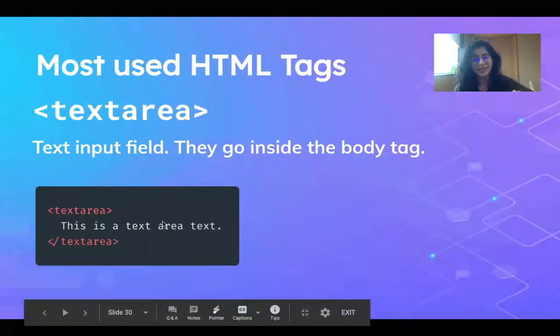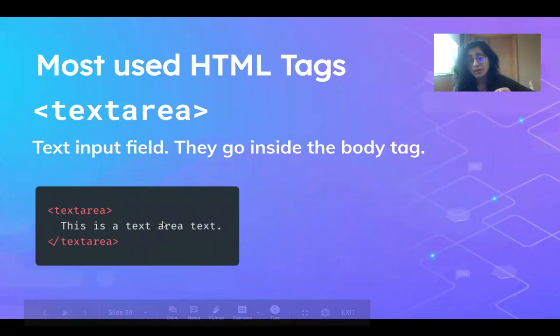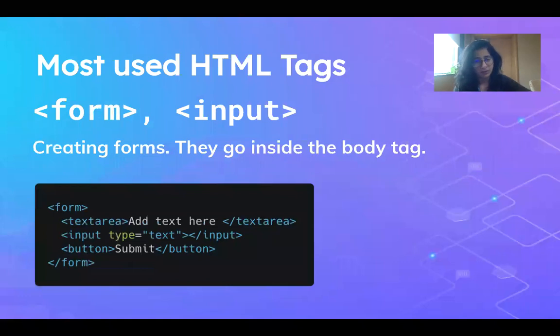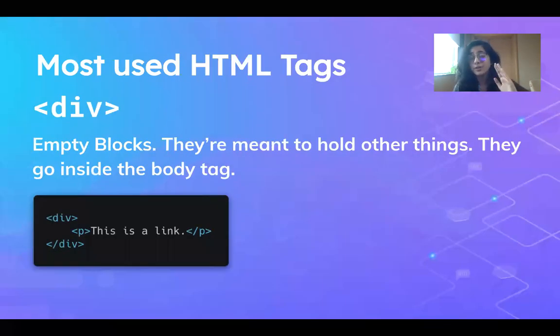All right, we're gonna skip over text area. Please feel free to go through it on your own. It's not that important right now. We're also gonna skip over select an option, and we're also gonna skip over forms and tables. We're gonna go to divs.